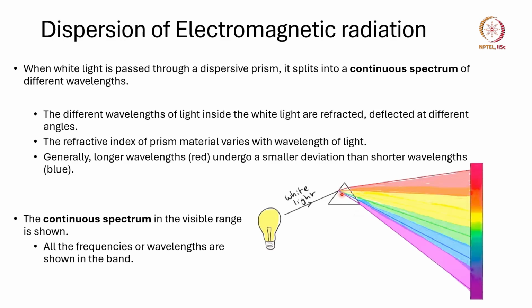Thus, the white light gets split into different colors corresponding to different wavelengths, and it gives this continuous spectrum in the visible range. All the different frequencies or wavelengths are shown in the band in the visible range, where the red is at 700 nanometers and the violet is at 400 nanometers.